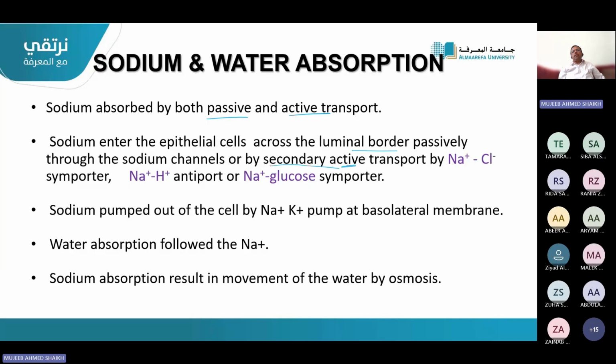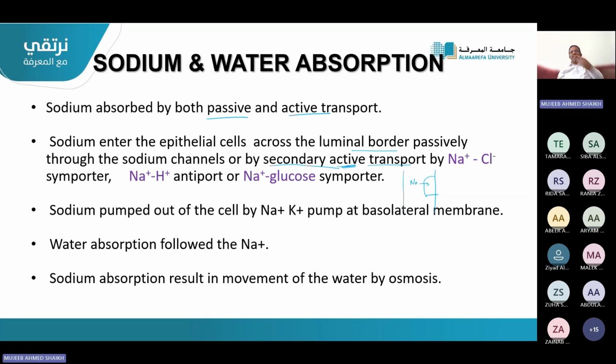Now, who will tell me the definition of secondary active transport? Suppose this is a lumen, and this is the cell. Now here you have sodium. Now the sodium is absorbed by secondary active transport, which means the energy is not directly used here. Is energy utilization there or not? There is energy from another transporter, like Na glucose or Na potassium.